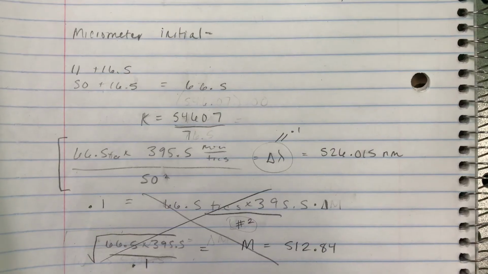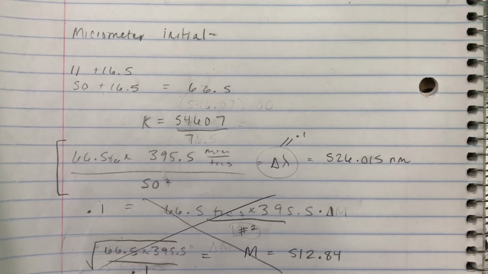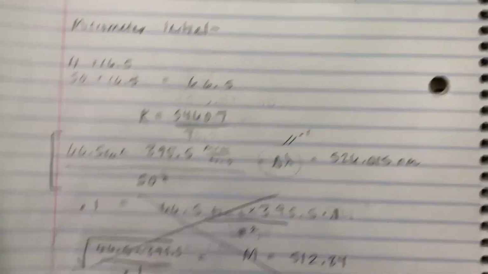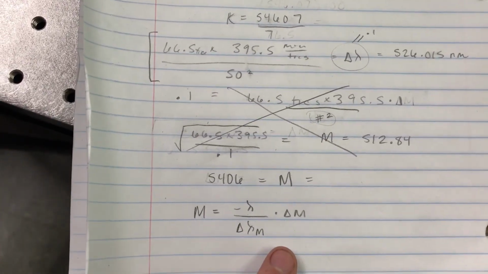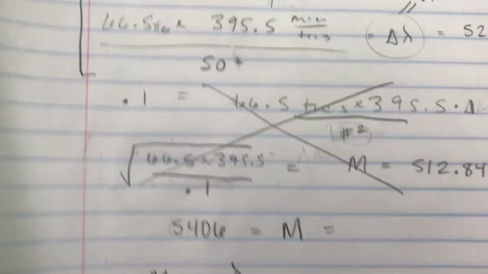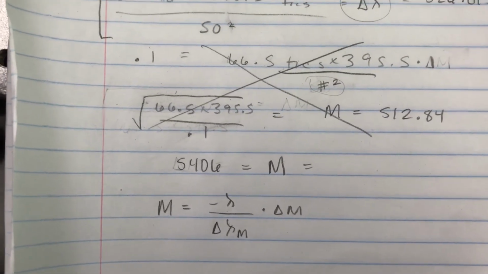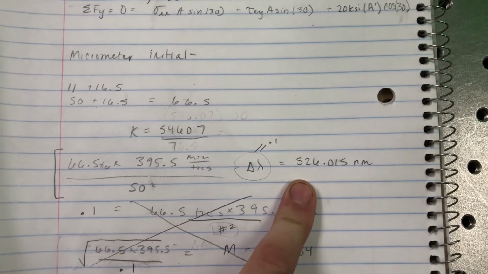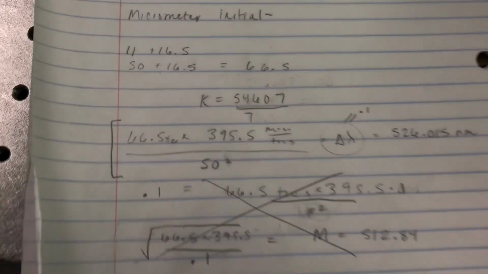To find the wavelength of the mercury source, we counted the number of ticks that passed when we counted 50 fringes, and our result was 526.015 nanometers. Then we used that to find the number of fringes we would need for a 0.1 nanometer error, and our result was 5,406. The lambda that we calculated was a bit low, and that could be due to the setup and miscounting the number of fringes from the detector.